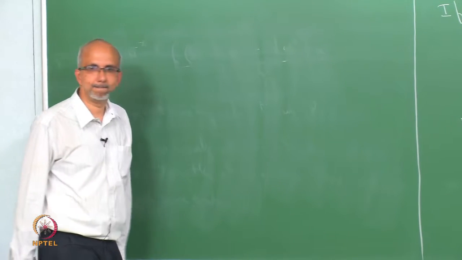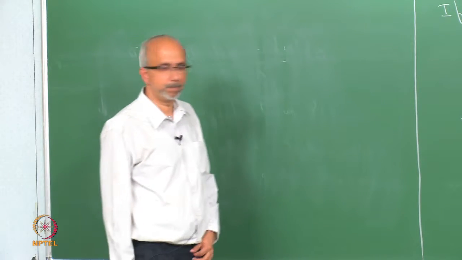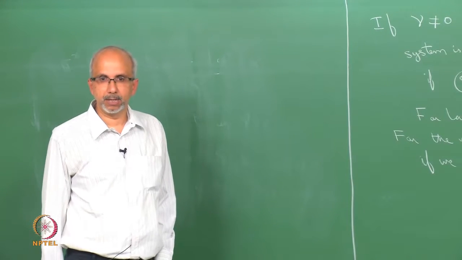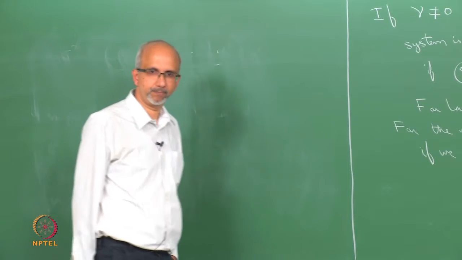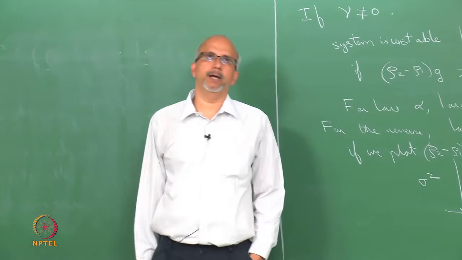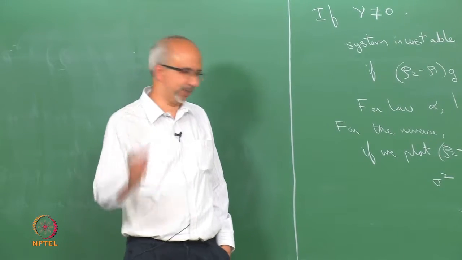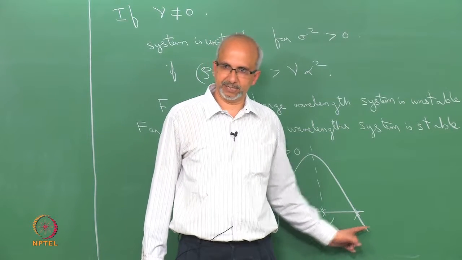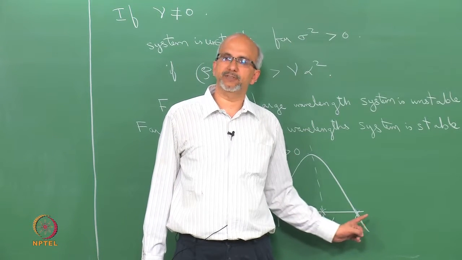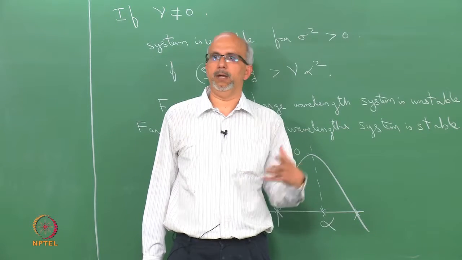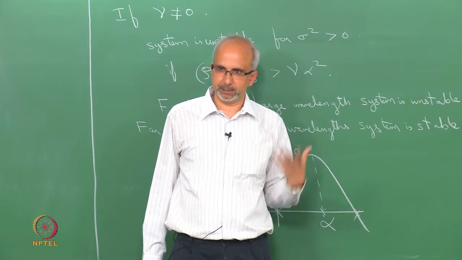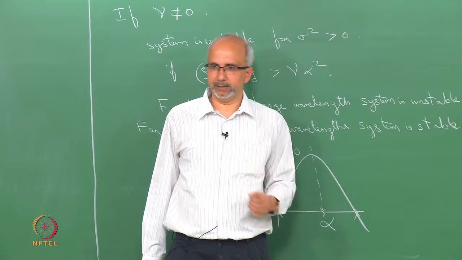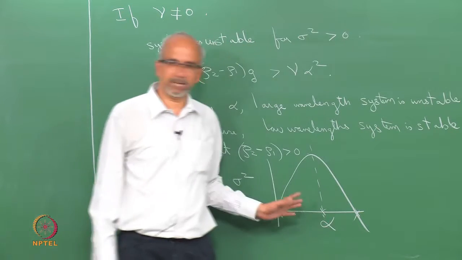Sir, for large alpha sigma square will be negative, right? For large alpha sigma square will be negative, correct. So sigma will be complex, yes. So it gets something like an oscillatory solution. Remember, sigma squared is negative, so as far as sigma is concerned, you will get a purely imaginary number. That means there is no real part. The real part is 0. You will get plus or minus i multiplied by some number.